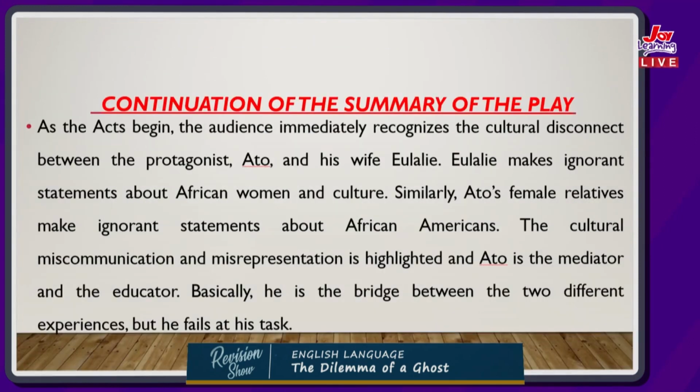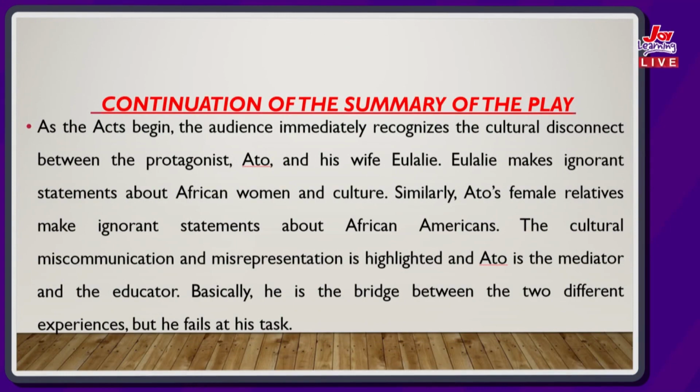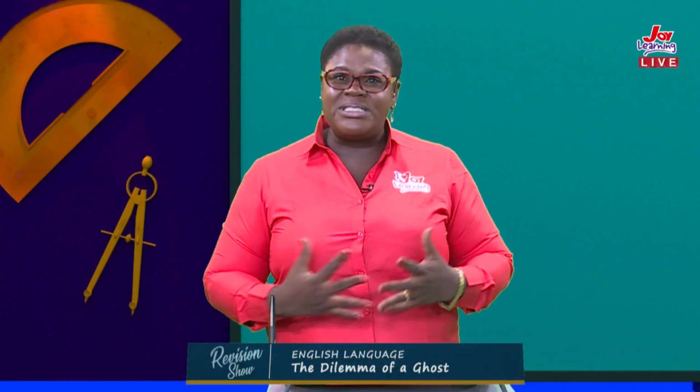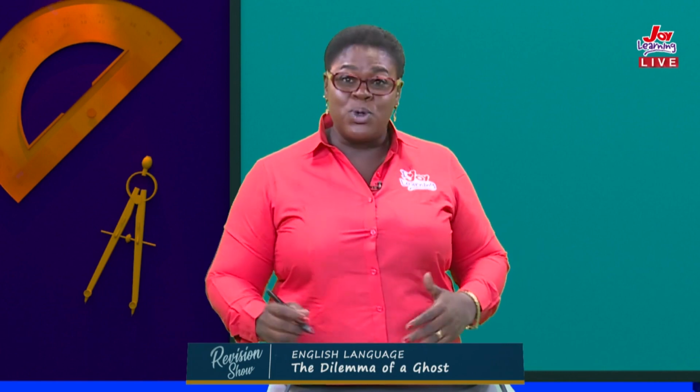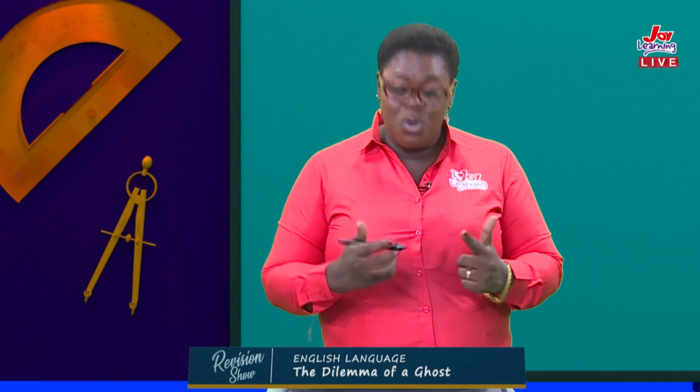Right, so that is the story. Atto traveled to the US and met Eulalie, and they got married. Now they came back, and a whole lot of problems came up in the family house of Atto. All right, so as we go on, we are going to learn more and then study the elements, and then we can move on to our question.